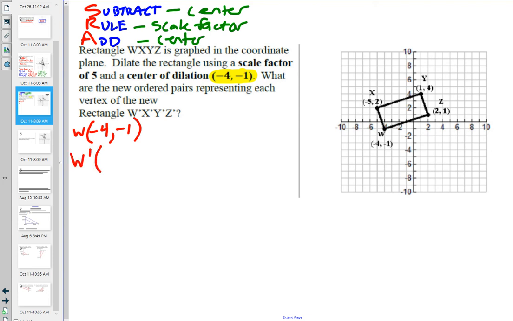Okay, so let's see. W prime. We start off with a -4 for x, but because that's this negative, not this -4 here, that's this -4 right here. Oh wow. No, it's not. Okay. The center of dilation just happens to be the exact same thing as one of the vertices. Well, what's the first thing we're supposed to do? We're supposed to subtract that. What's minus a negative? Addition. So I'm going to.